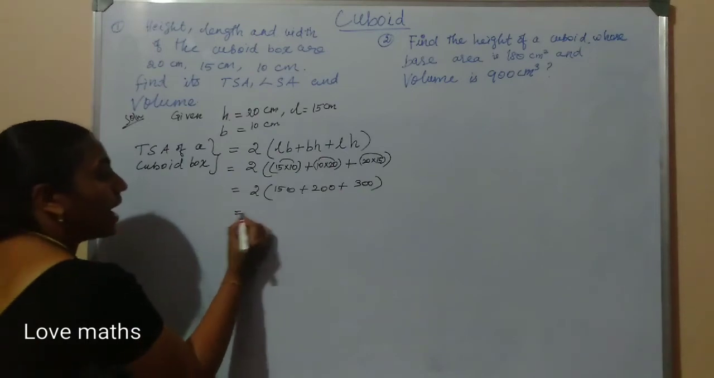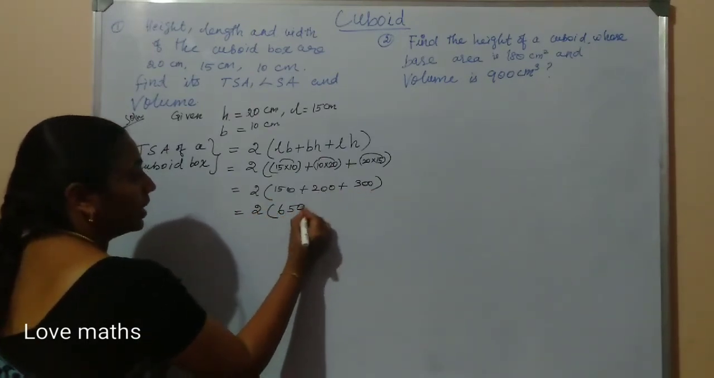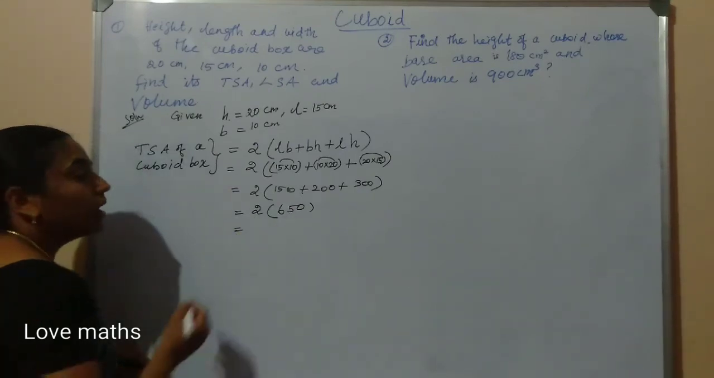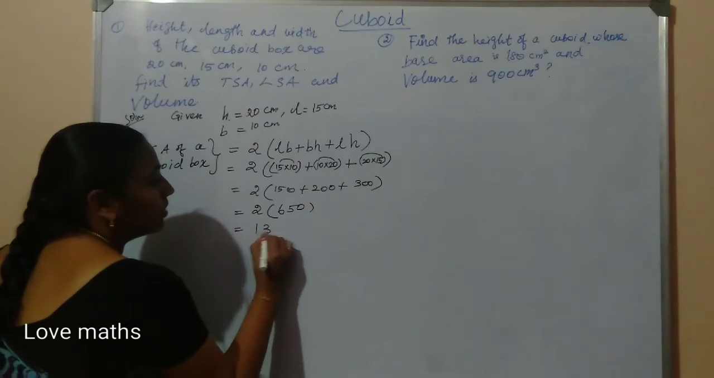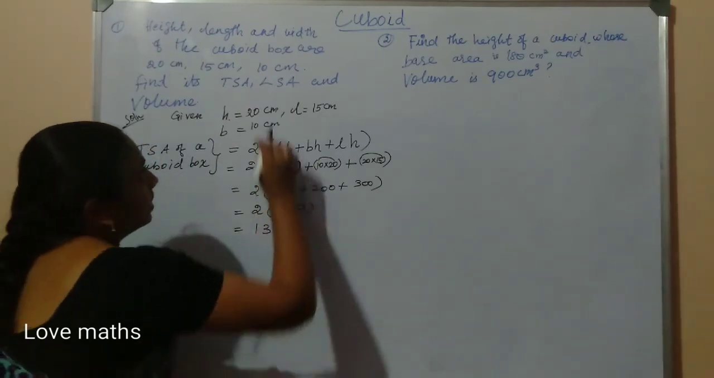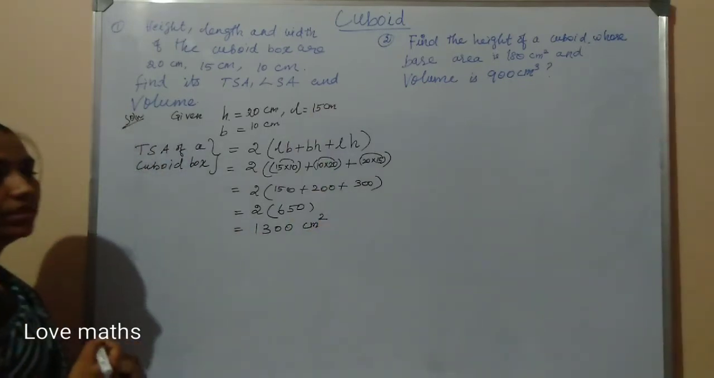Okay, now you should add all the 3 values: 500, 650. Now you just multiply this 650 with 2. So it is 1300. It is the area, total surface area. The unit is centimeter, we have to write square units.